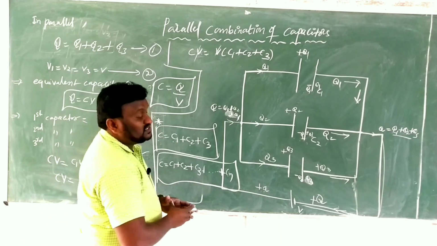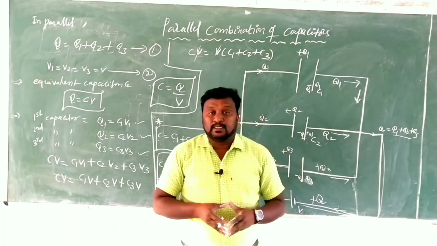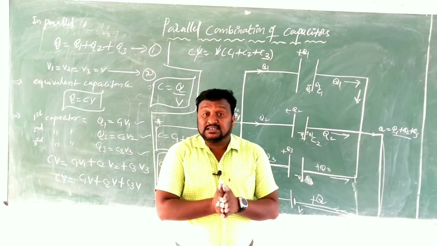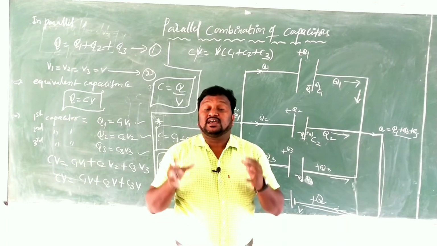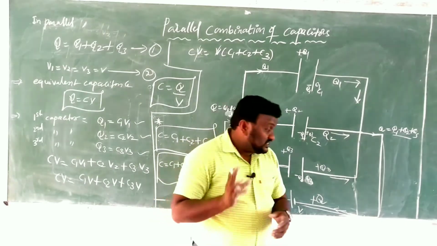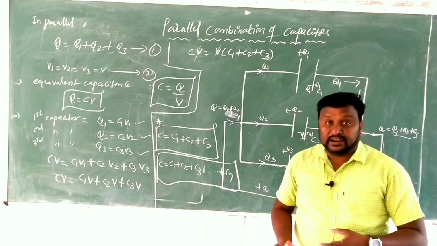C is equal to C1 plus C2 plus C3 plus and so on, Cn. From that equation, what you have to conclude? The equivalent capacitance is nothing but the algebraic sum of individual capacitance values of all capacitors. And children, here you have to remind some important points.